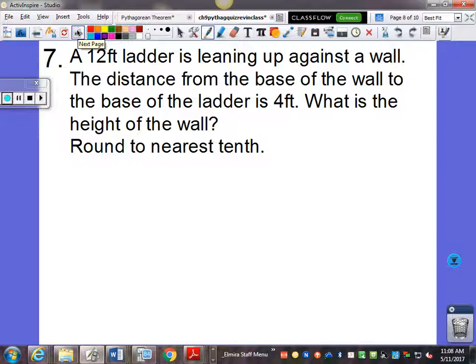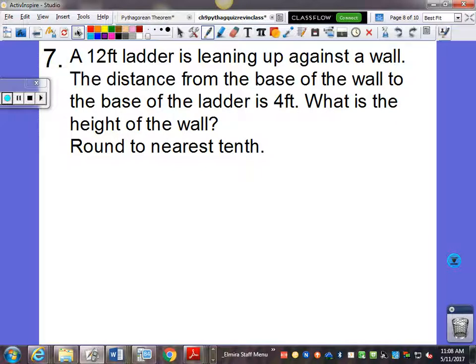Okay, and then we get into some real life situations where we're reading a word problem. And my big suggestion is visualize what you see being written on the page, visualize it in your head, and then draw a simple picture of what you see, because a diagram is much easier to do Pythagorean Theorem from than reading words. Okay, so we have a ladder and it's leaning against a wall.